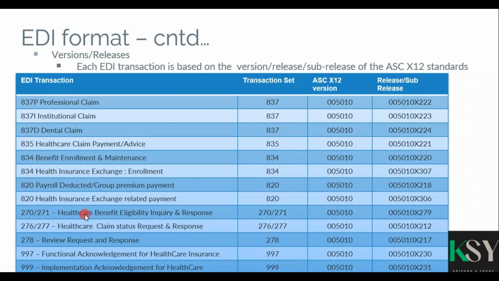270, 271 is for the benefits eligibility, inquiry and response. And 276, 277 is to understand the claim status. We have the 278, which is for the pre-authorization, to review the request and responses. And the last two are more the acknowledgements or the responses back when we send the claims back to the insurance companies.